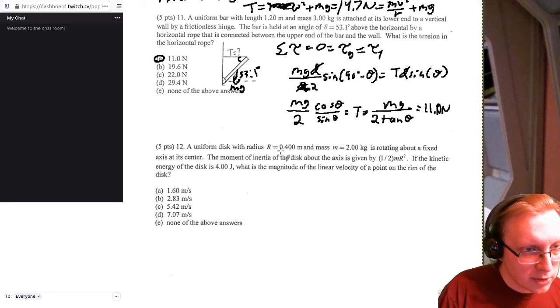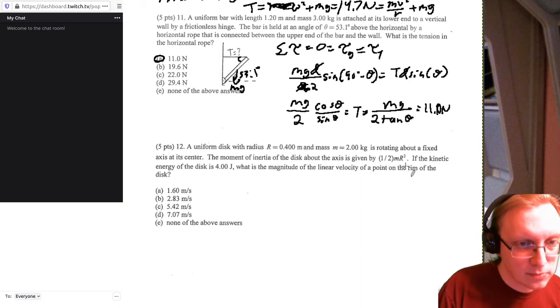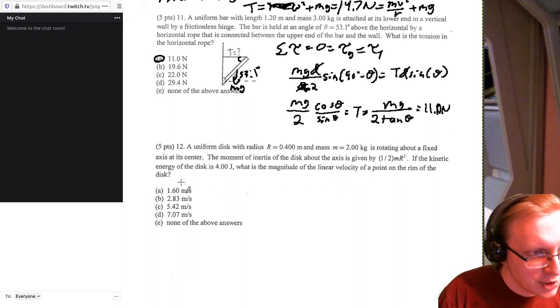A uniform disk with a certain radius and mass is rotating about a fixed axis at its center. Moment of inertia of the disk is going to be 1/2 mr squared, just as I said. If the kinetic energy of the disk is 4 joules, what is the magnitude of the linear velocity of a point on the rim of the disk?